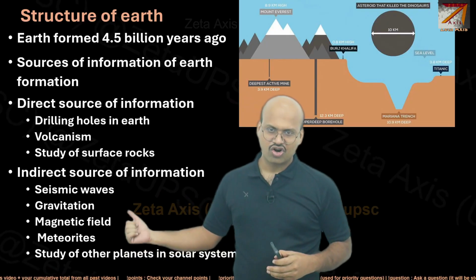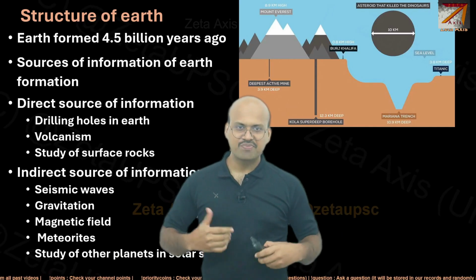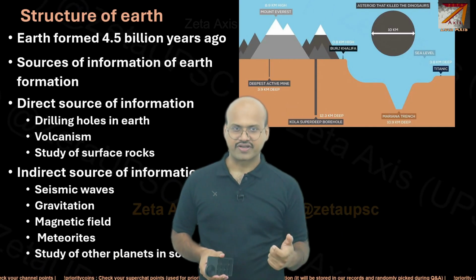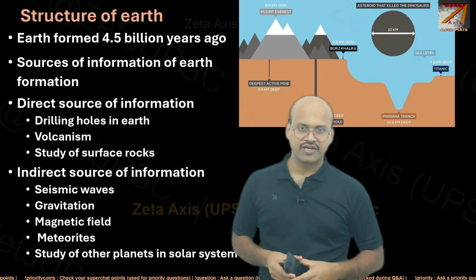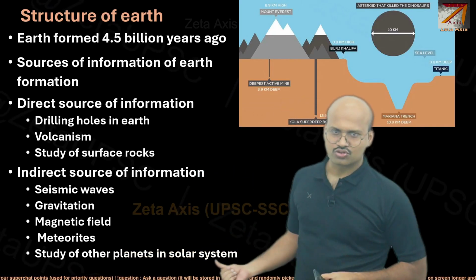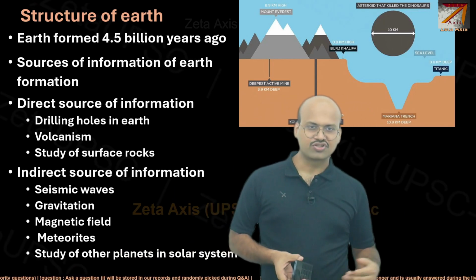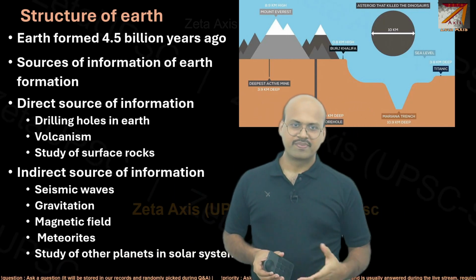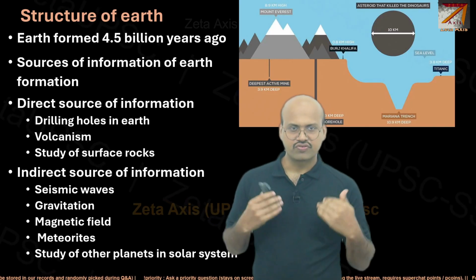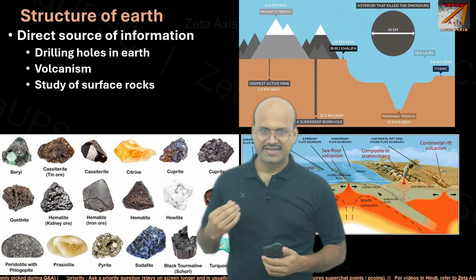Now these are not directly part of our Earth, but because they were formed in the same process as the Earth was formed, we can determine what rocks were there initially when our Earth was formed. Then there is the study of other planets in the solar system. Even other planets like Venus or Mars in our solar system, if we study those planets, then also we can determine what were the initial constituents of our Earth. So let's see in detail.